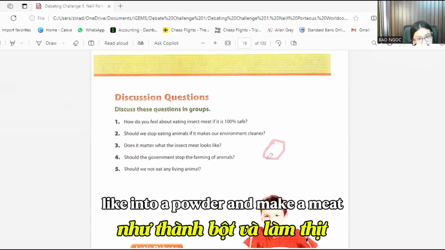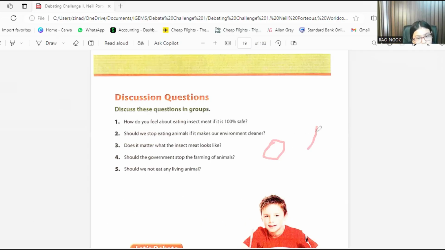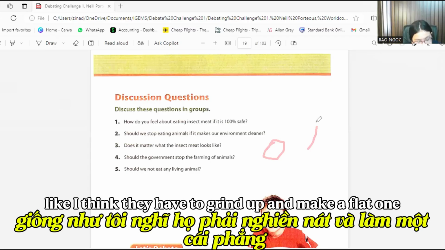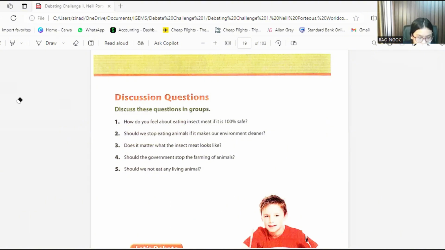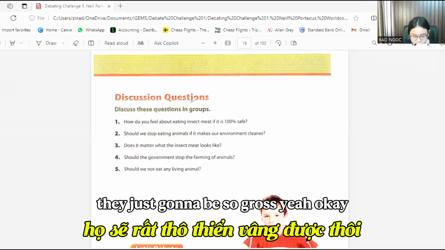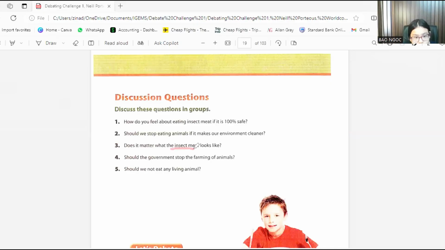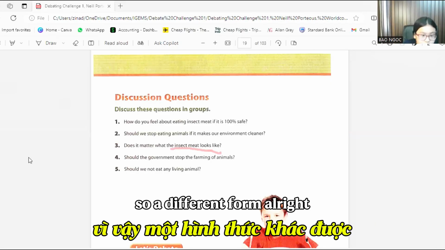Like into a powder and make a meat, or insects should be eaten just like they are? I think they have to be ground up and made flat, like real meat, because in a full-size version of them, it's just going to be so gross. Yeah, okay, so it does matter what the insect meat looks like. We don't want to see the insects. So a different form. All right.